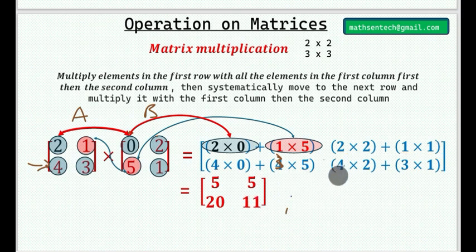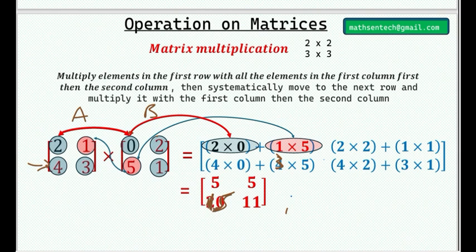After you're done doing this, you're left with doing some multiplication and addition. Of course 2 times 0 plus 1 times 5, you get 5. 2 times 2 plus 1 times 1, you get 5. Then 4 times 0, of course that's 0, plus 3 times 5, which is 15. Remember we had an error there, so this is supposed to be 15, not 20. Beg your pardon, this is 15, not 20.